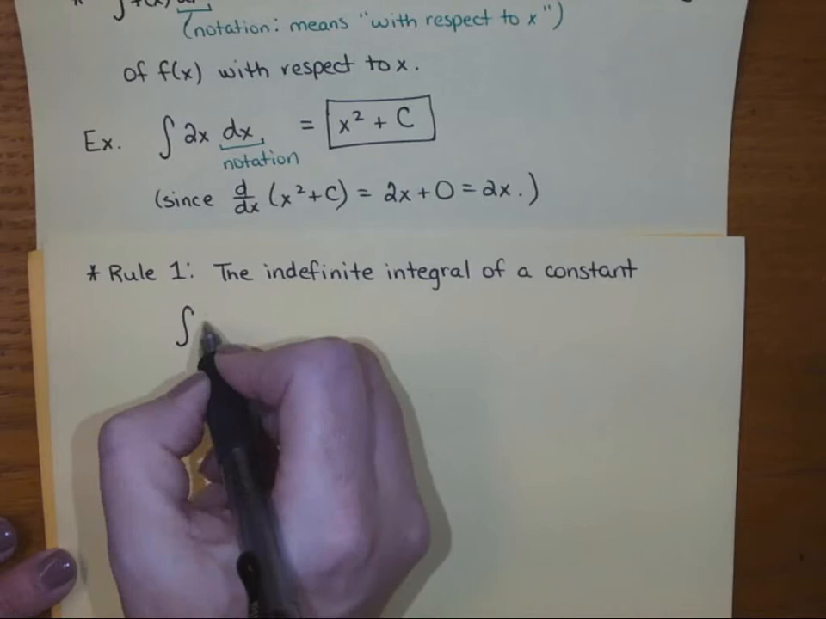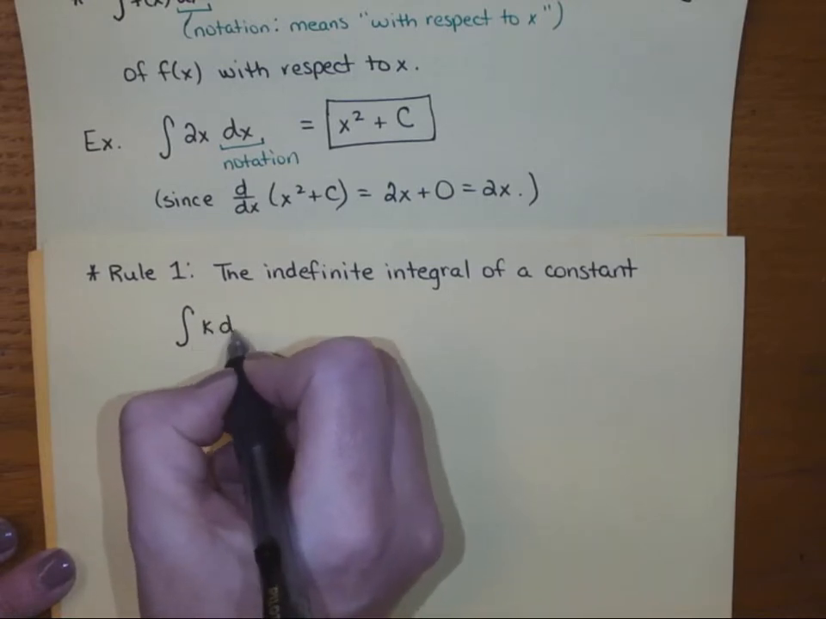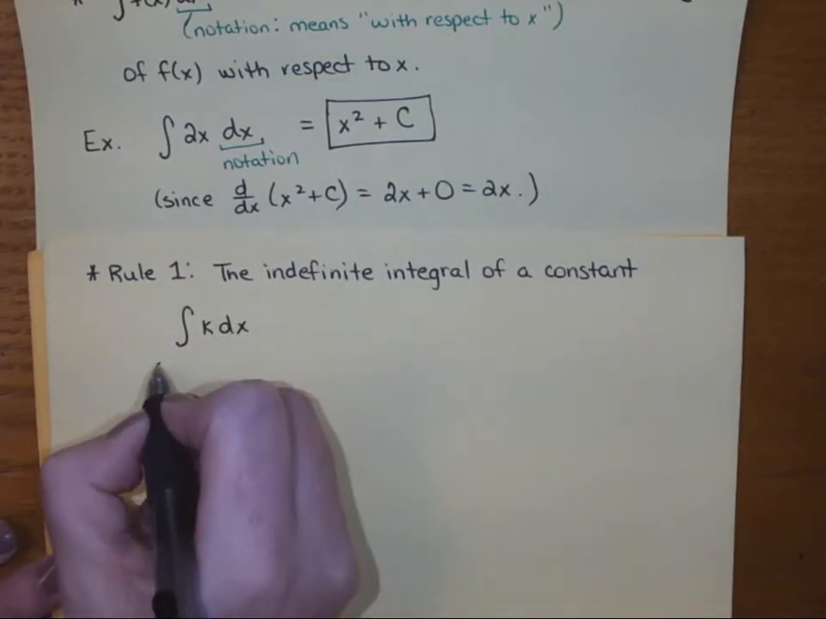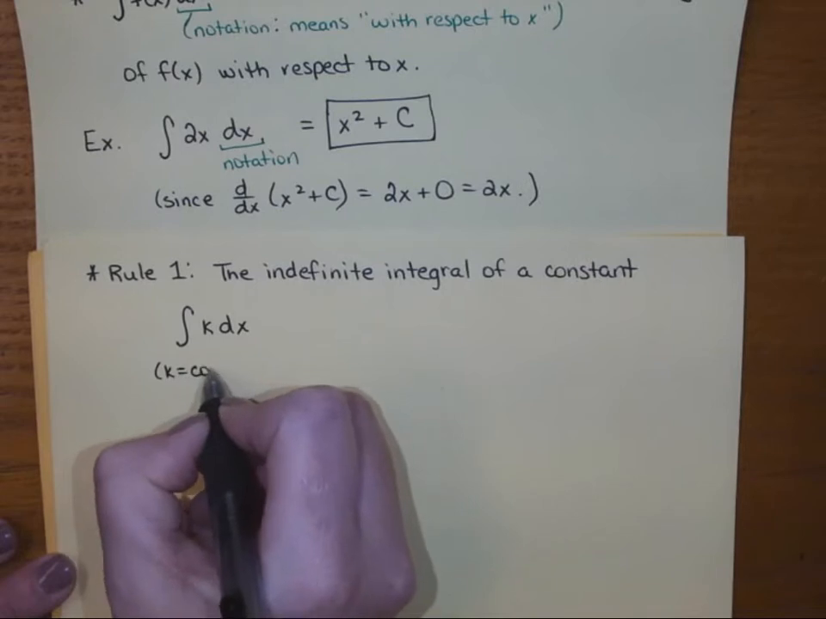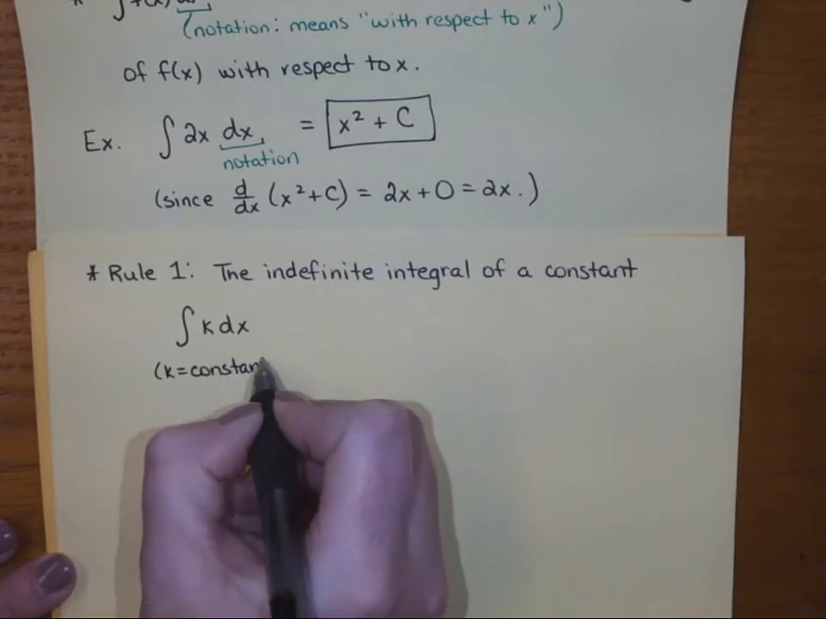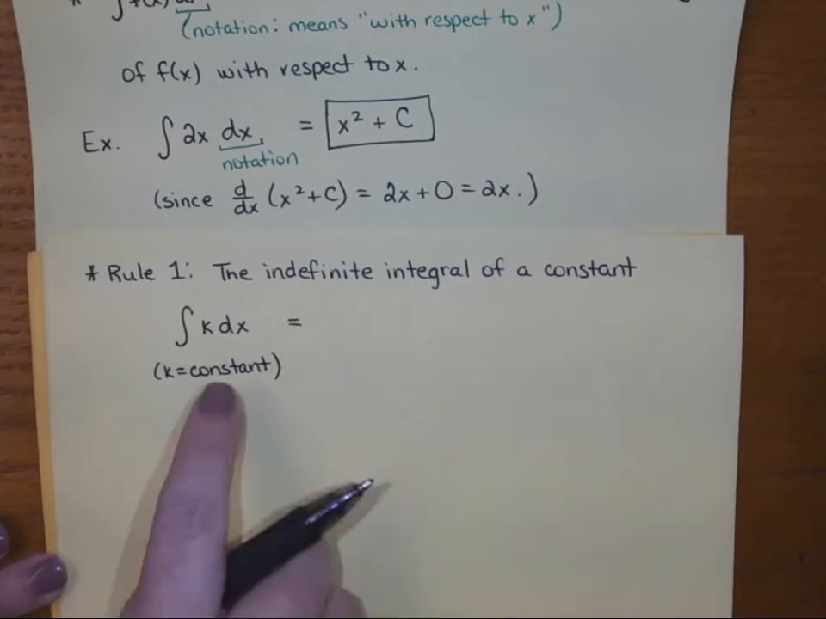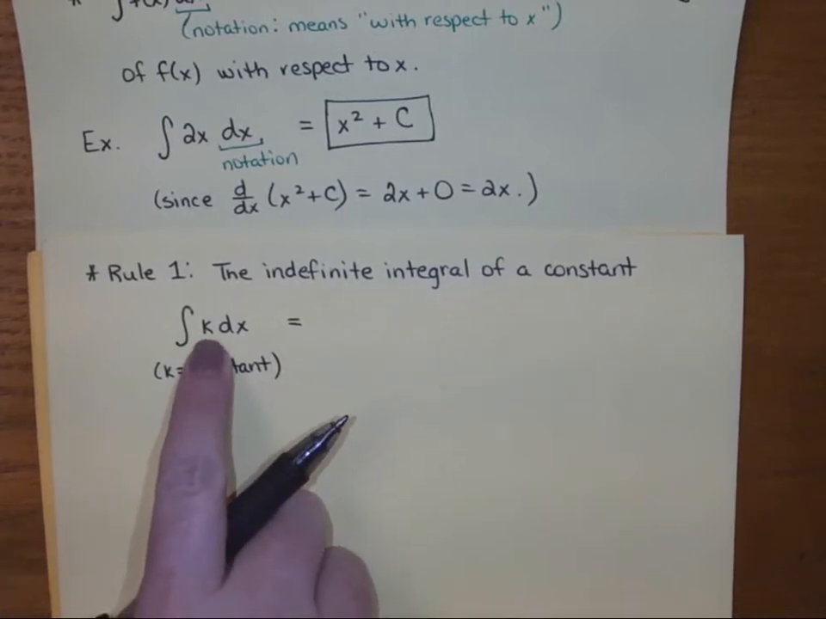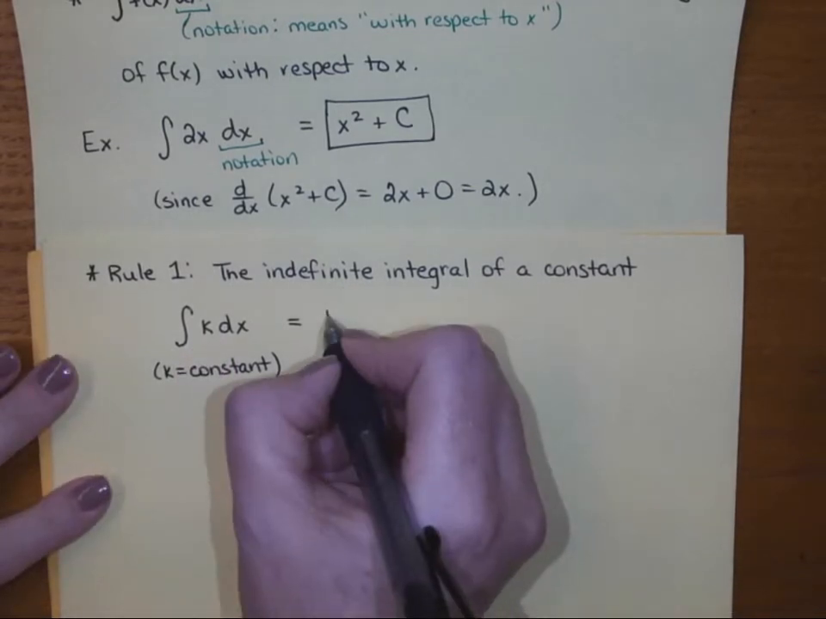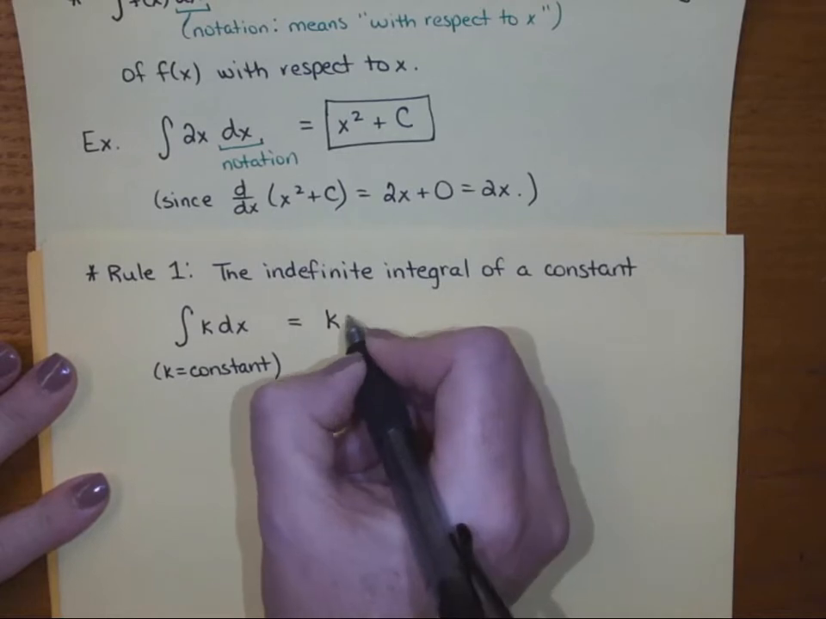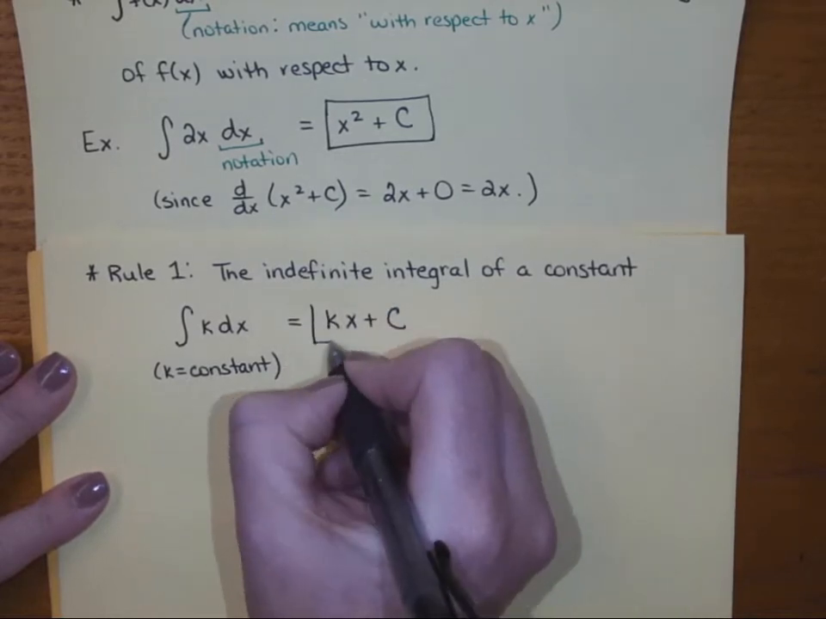All right, so we're looking for the antiderivative of k dx. Now k is just a constant, so it might be 3 or 4 or 10 or negative 20. Remember what you're looking for. You want to know which type of function would give you just the number k as its derivative. And that would look like kx plus c.